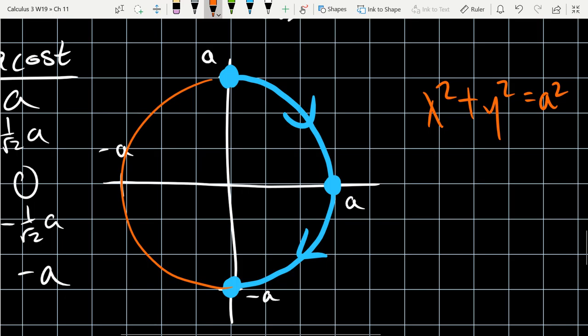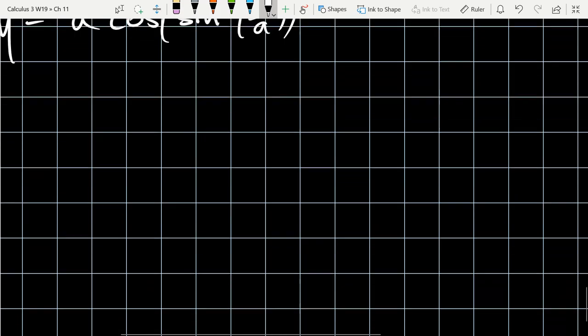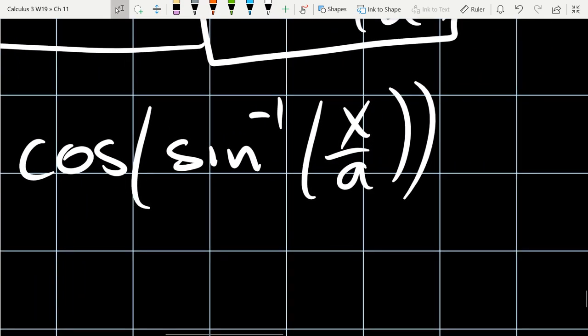And one way is if you're looking at the graph and you know about graphs pretty well, you could write the equation right off the graph. But let's pretend that we didn't see that. Let's keep going down this windy road that we started down. How do I simplify cosine of sine inverse of x over a? We did it in pre-calculus 2 and calculus 2.